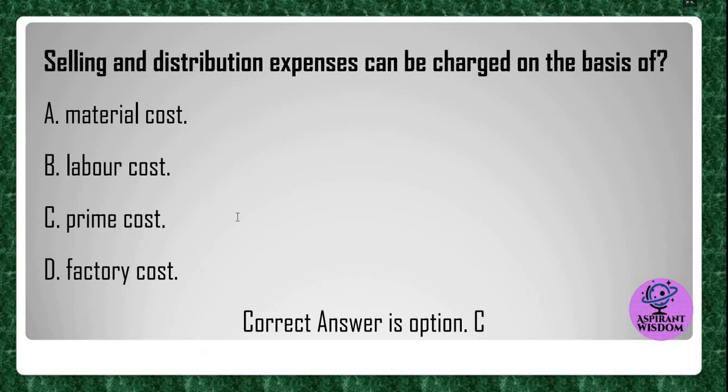Selling and distribution expenses can be charged on the basis of: A. Material cost, B. Labor cost, C. Prime cost, D. Factory cost. Correct answer is option C.